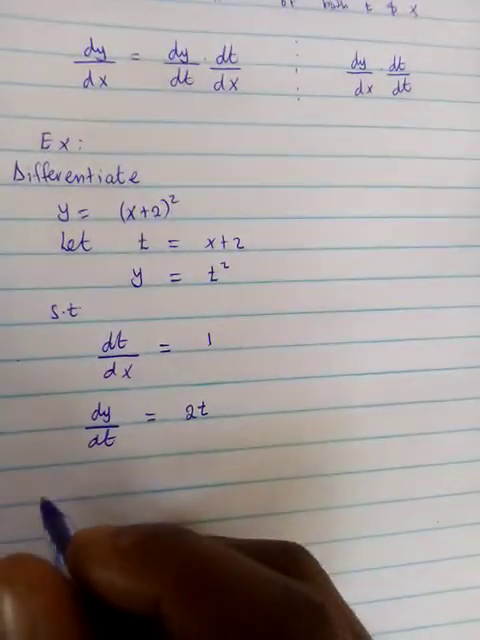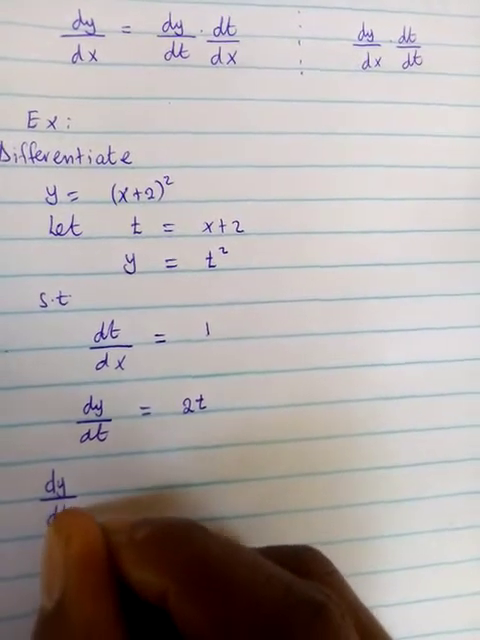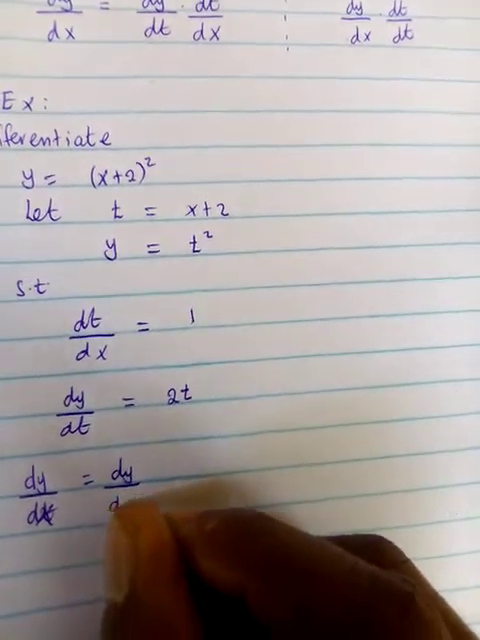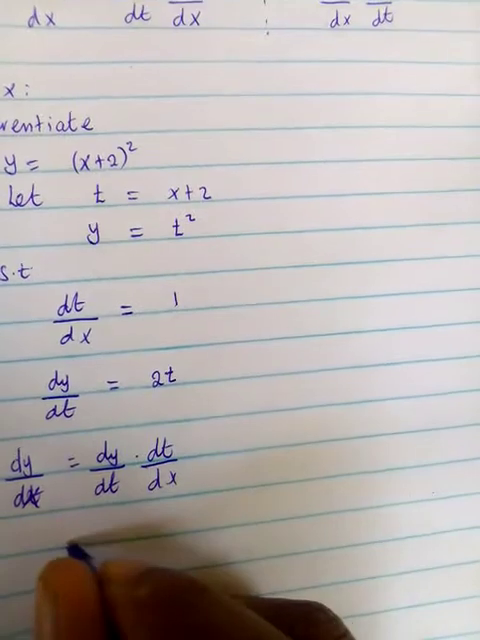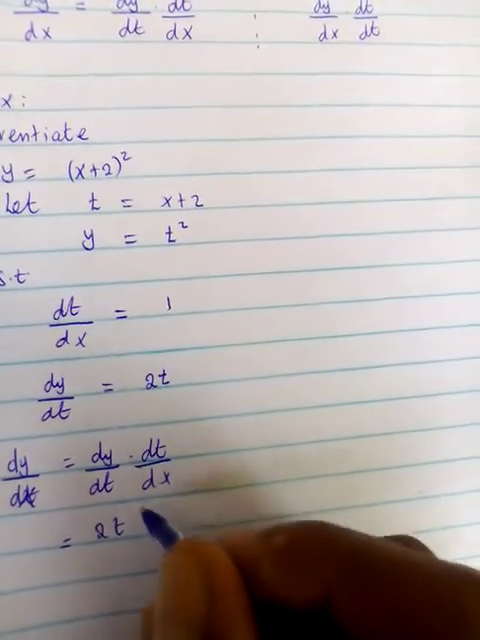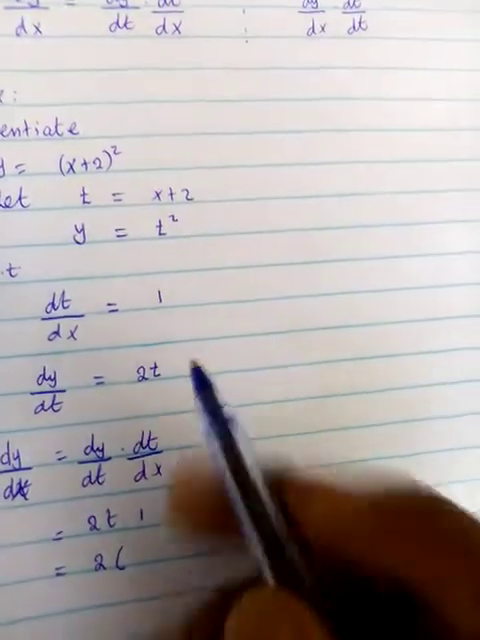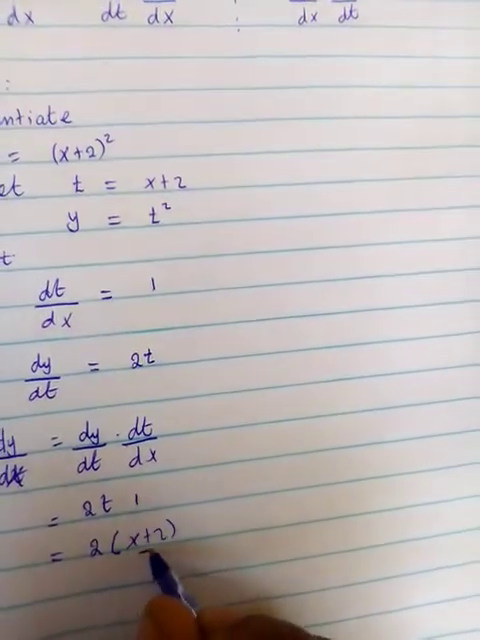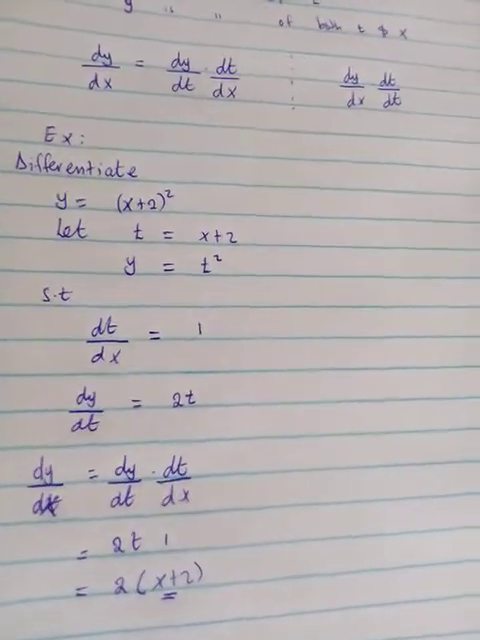So now, applying the chain rule, dy/dx is equal to dy/dt multiplied by dt/dx. I have dy/dt is 2t, into dt/dx is 1, which is the same as 2 into t. I have here t, which is x plus 2. That is how we differentiate by the chain rule.